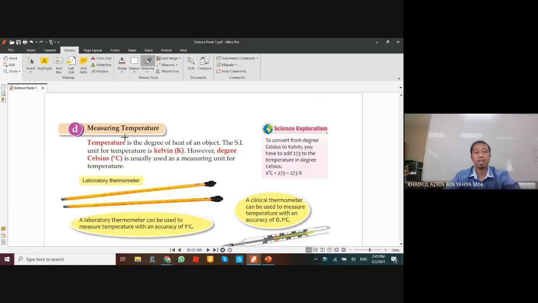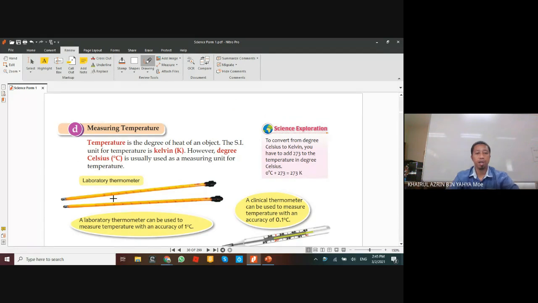D, measuring temperature. Nowadays we always measure temperature, always, because of this COVID-19 lah. Okay, so temperature is the degree of heat of an object. The SI unit for temperature is Kelvin, K. However, degree Celsius is usually used as a measuring unit for temperature in Malaysia. Other countries use degree Fahrenheit. But Malaysia always uses Celsius.